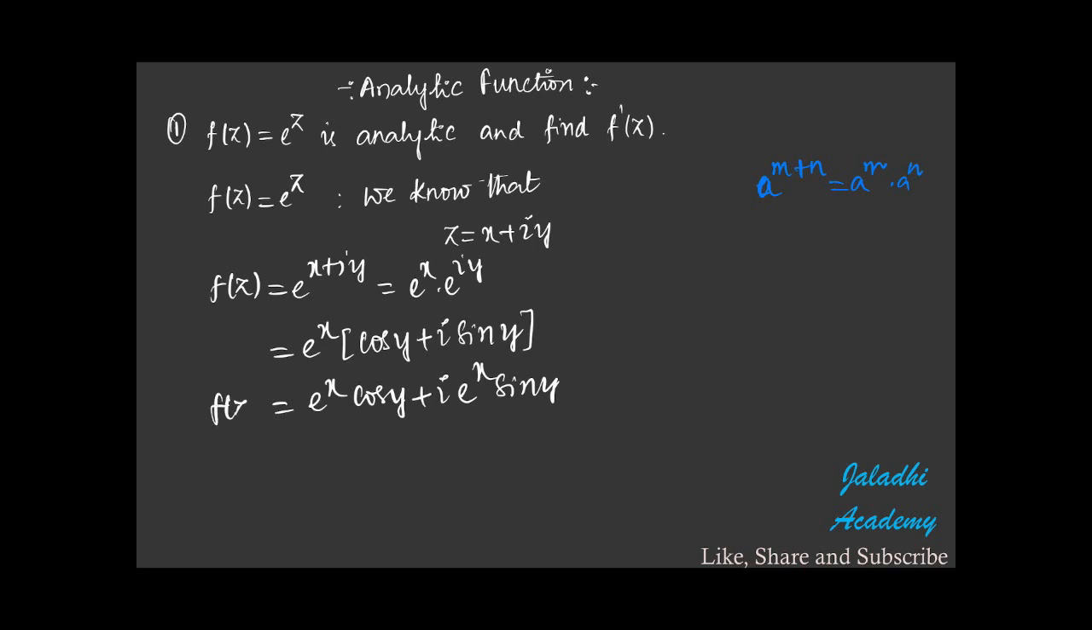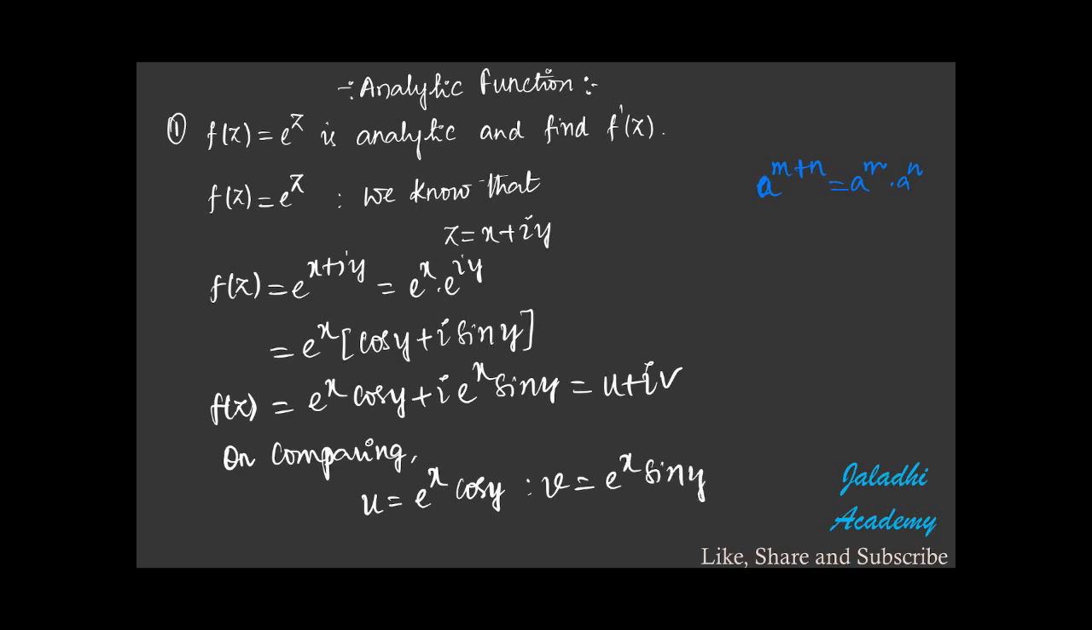Which is equal to e power x into cos y plus i times e power x into sin y. So this is the function f of z. It is there in the form of u plus iv. So on comparing, we may write the real part u as e power x into cos y, and the v value is e power x into sin y. So once we got the real part and imaginary part, we know how to find whether the given function is analytic or not.